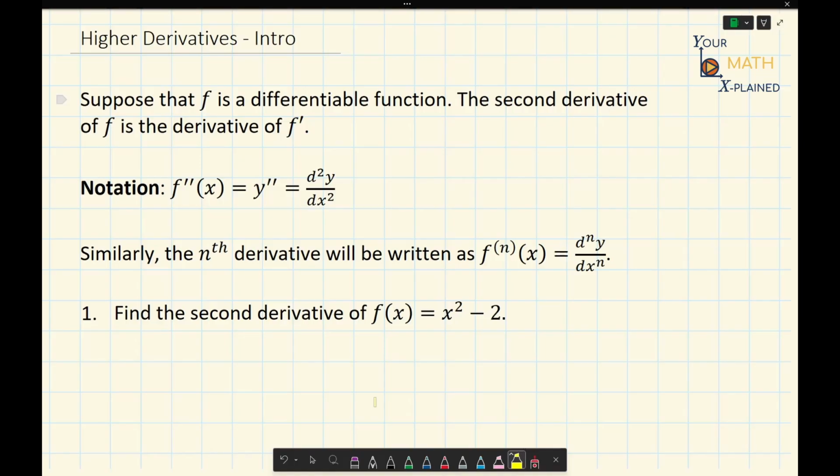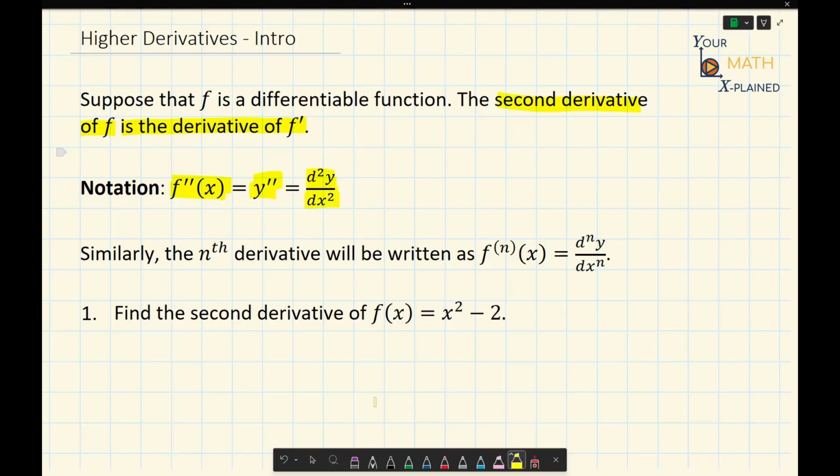Now suppose that f is a differentiable function. Then the second derivative of f is the derivative of f prime, being the first derivative of our function f. And just like the first derivative, there are many different ways of writing this. We have f double prime of x, which is the second derivative of our function f, or y double prime, meaning the second derivative of y, or in Leibniz notation, it's written as d squared y over dx squared.